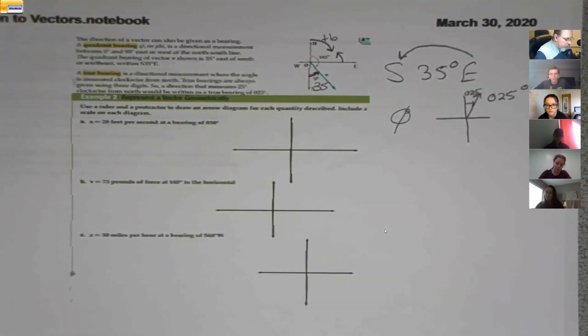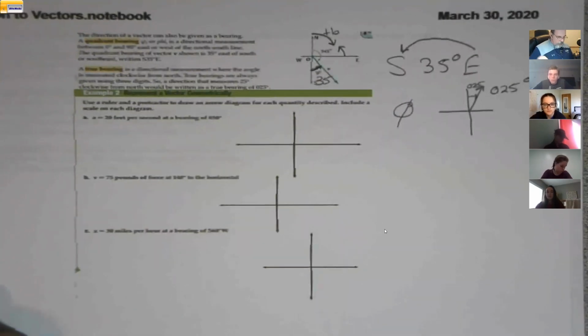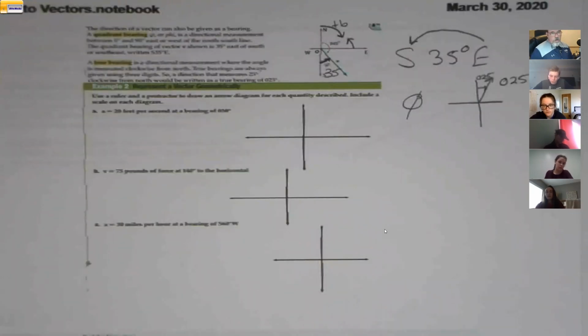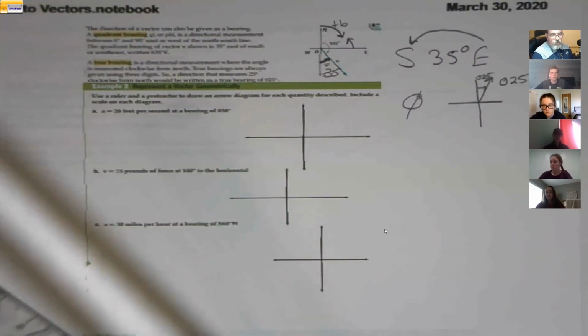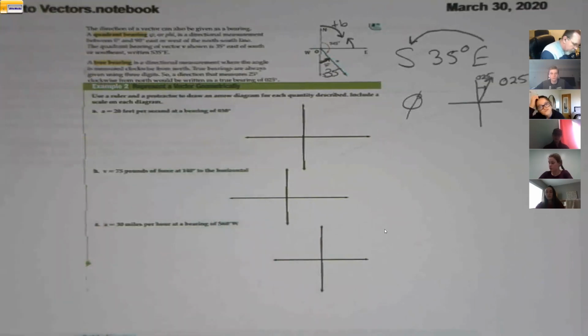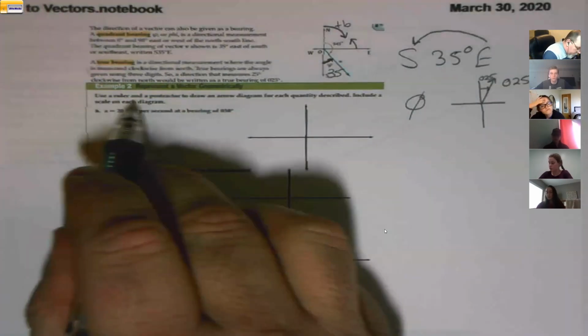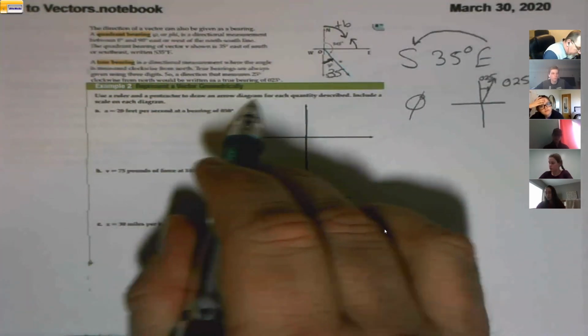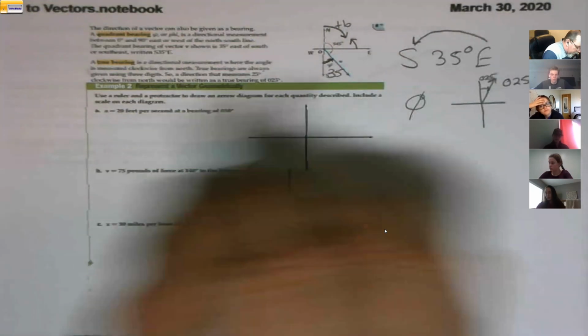So now we're going to practice this a little bit. If we were not in isolation, I would hand out the protractors and the rulers, and we would get a great measurement for these. Like I said, if you don't have this equipment, don't worry. We don't really use these for the test. This says use a ruler and a protractor to draw an arrow diagram for each vector described. Include a scale on each diagram.